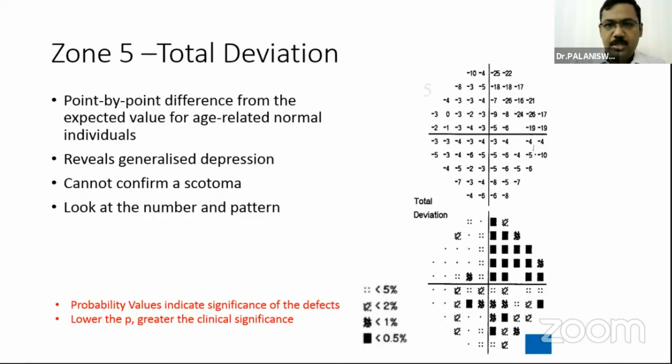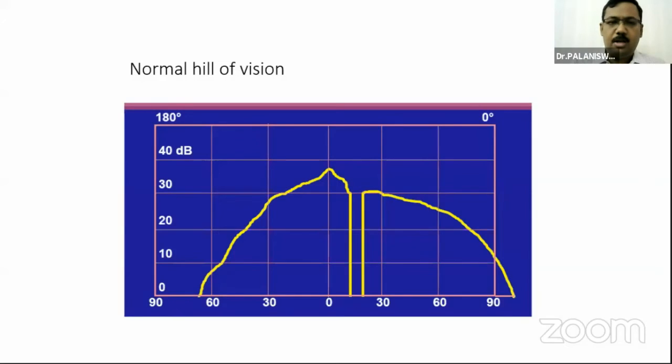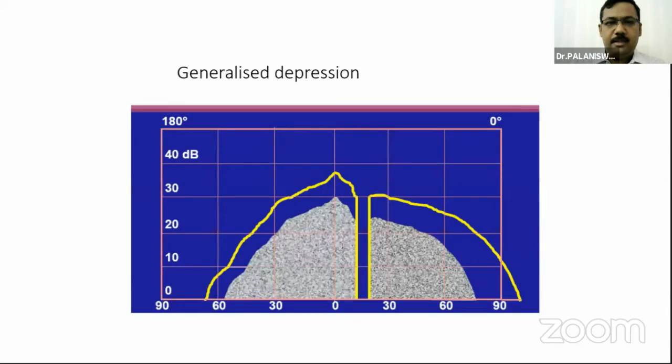So in this, we need to look at the numerical data as well as the probability chart. The probability values indicate the significance of the defect. Lower the P, greater the clinical significance. This is the normal hill of vision, and this is what a generalized depression looks like. It is usually seen in case the patient has cataract.